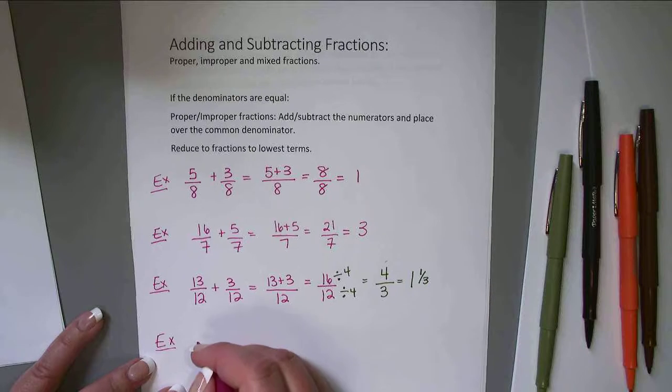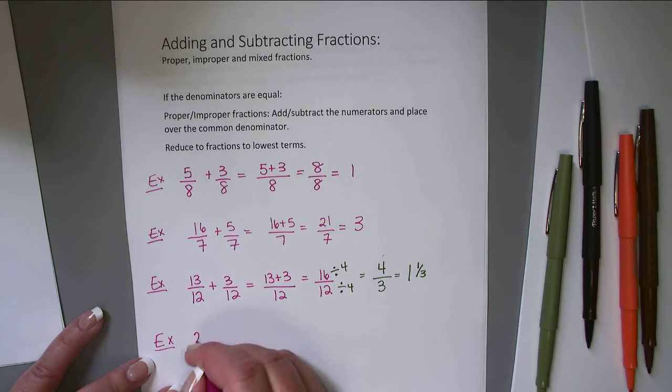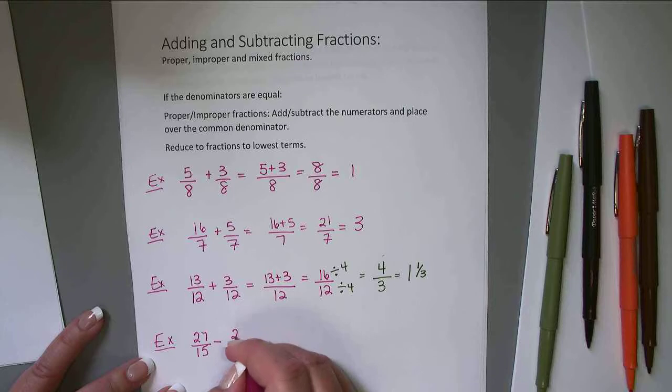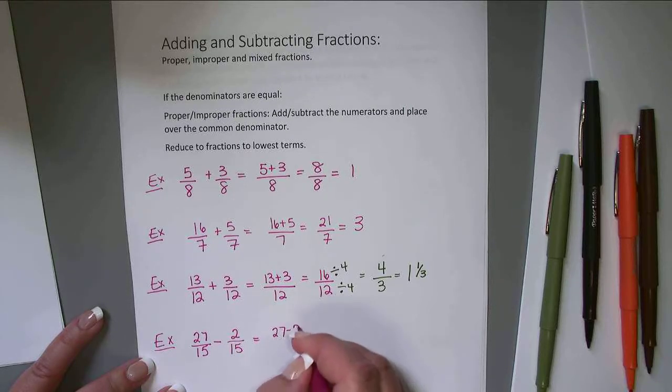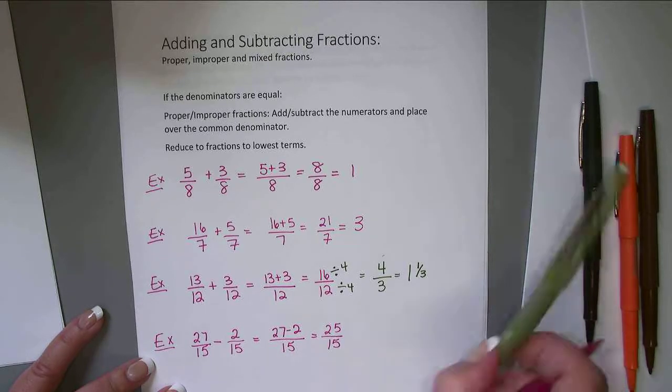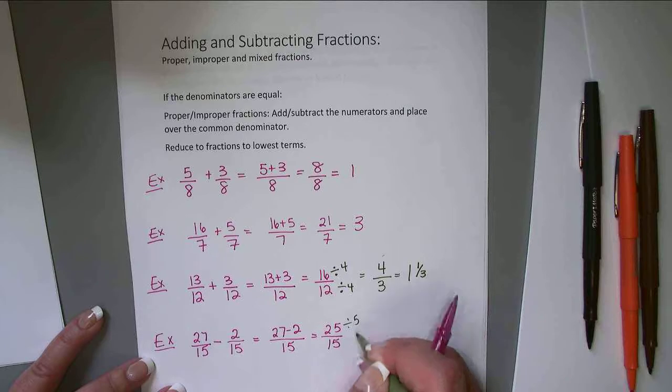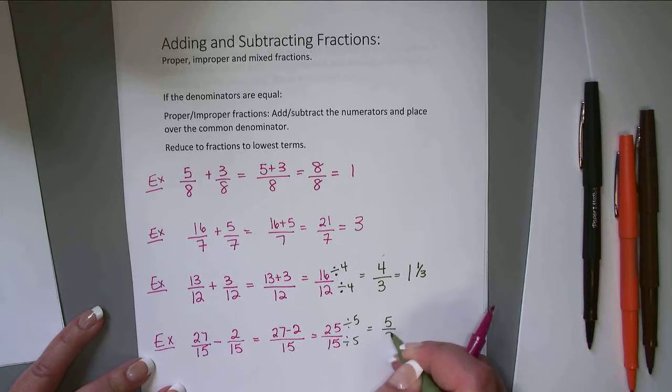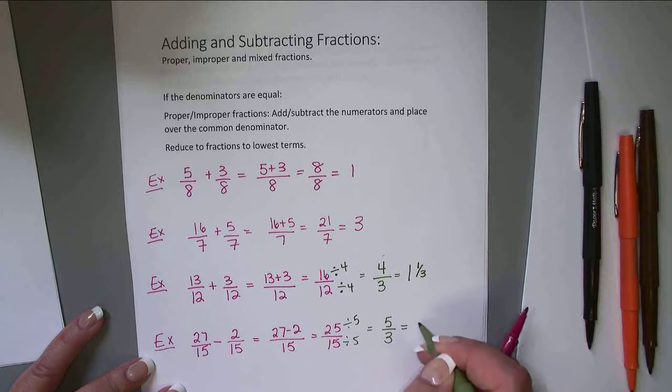Now if we were subtracting, we do the same thing. Say, for example, 27 over 15 minus 2 over 15. Instead, we subtract. So this will give me 25 over 15, both of which divide by 5. So 5 over 3. 3 goes into 5 once, with a remainder of 2.